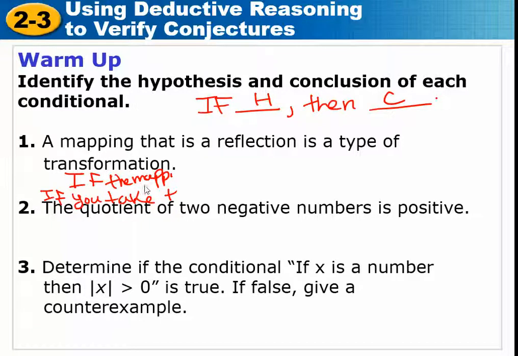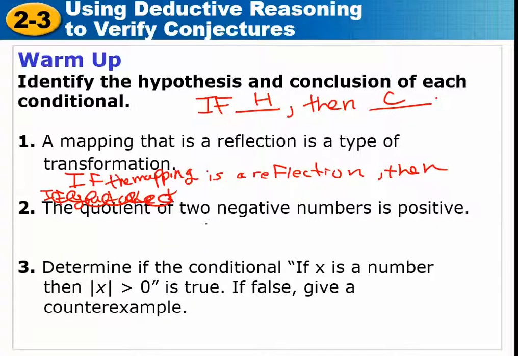And it looks like I started to rewrite this and it didn't get erased. So a mapping that is a reflection is a type of transformation. You want to rewrite that in if-then form. So if the mapping is a reflection, then it is a type of transformation, I think is how you'd say that one.